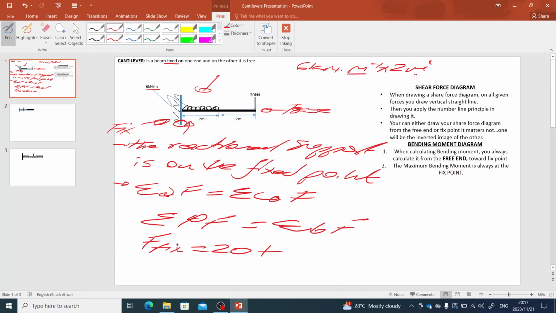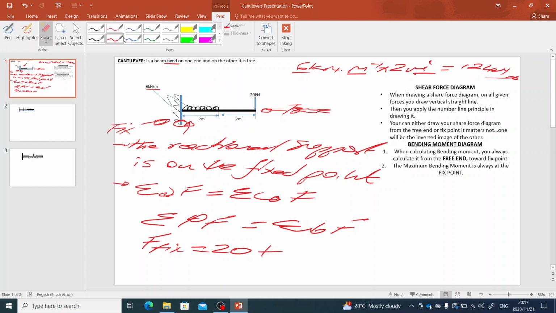Now, bases are the same. What do we do with exponents? We add them. Anything to the power 0 is that number. It will be 6 multiplied by 2 equals 12 kilonewton. We have now converted the UDL into a concentrated load.